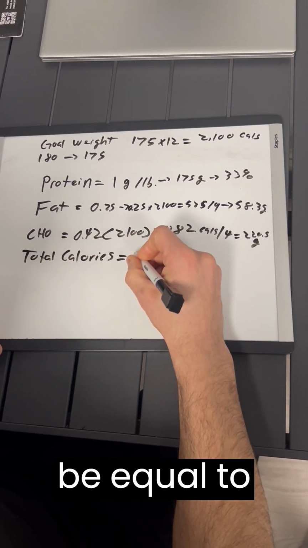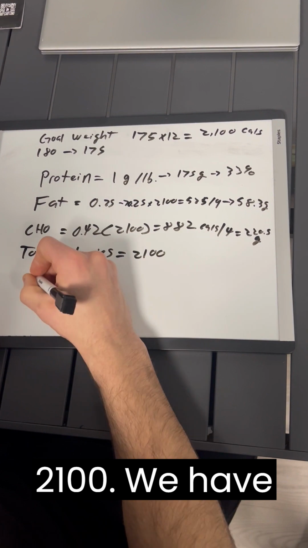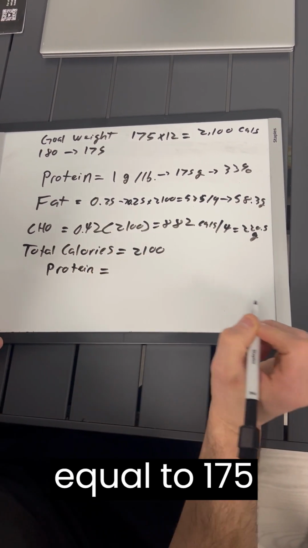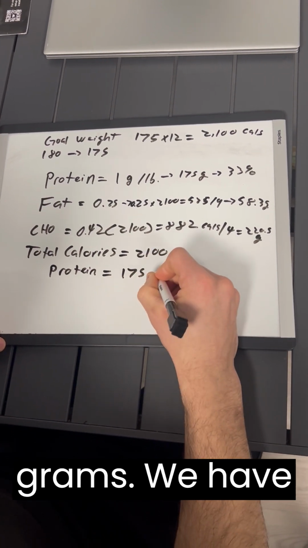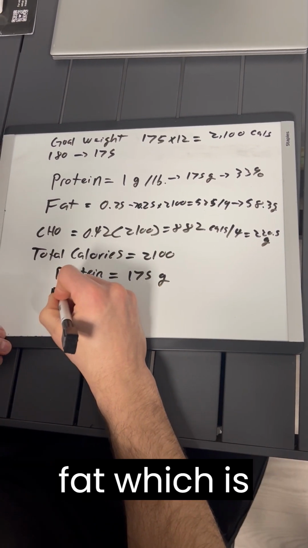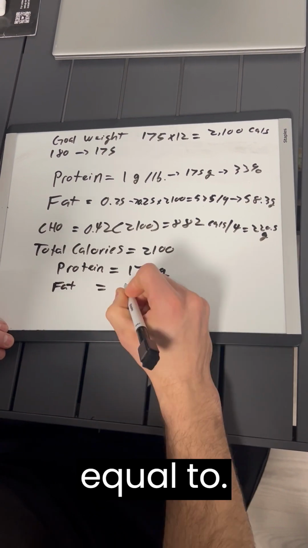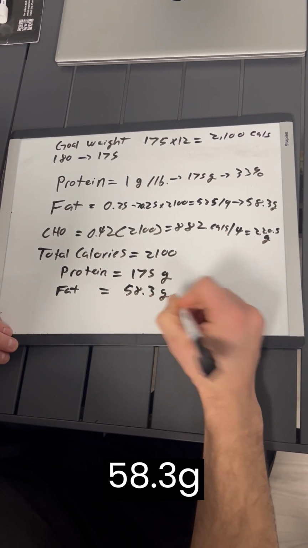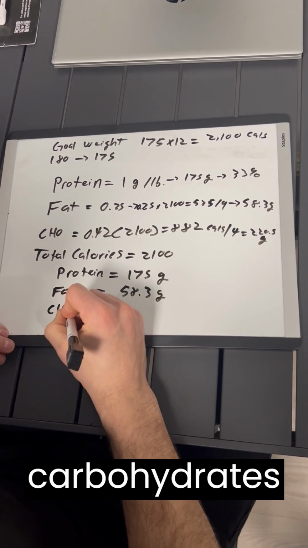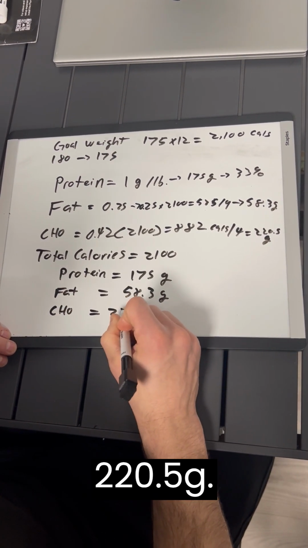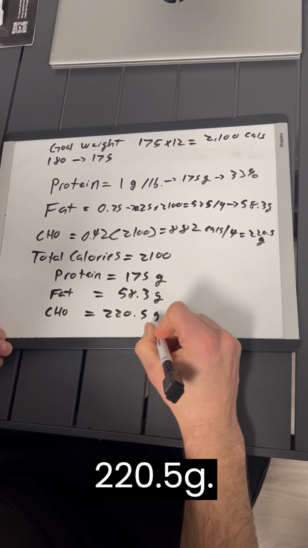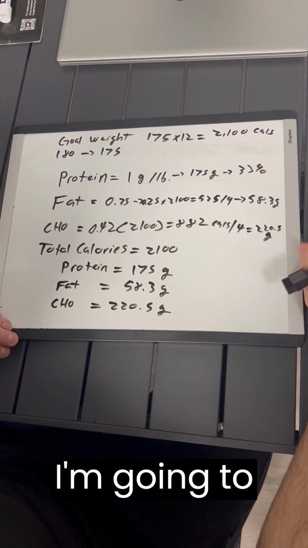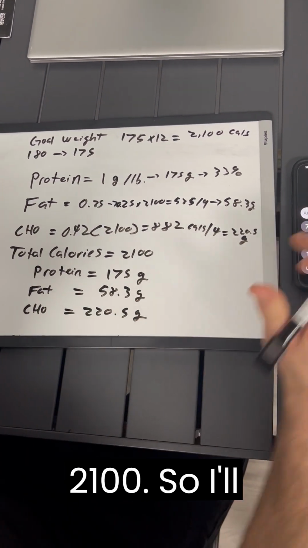So in total, we have calories equal to 2,100. We have protein equal to 175 grams. We have fat, which is equal to 58.3 grams. You have carbohydrates, which are now equal to 220.5 grams. Now, in order to make sure everything adds up appropriately, I'm gonna make sure this all equals 2,100.